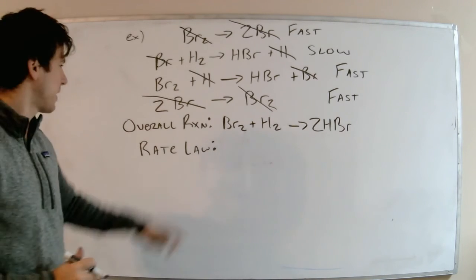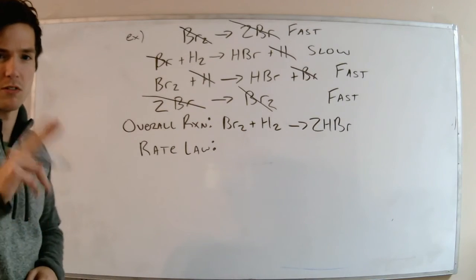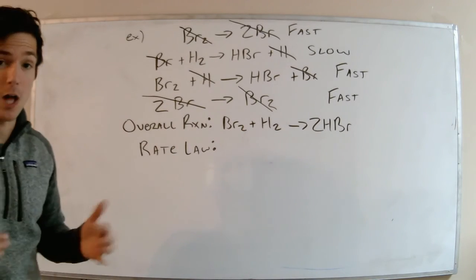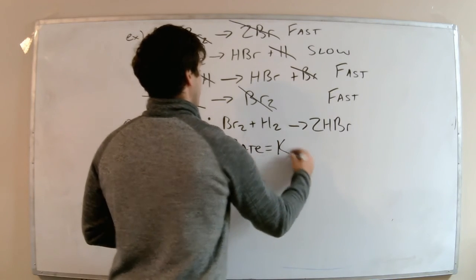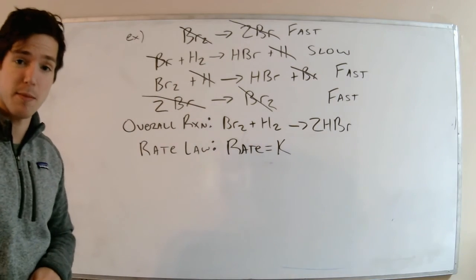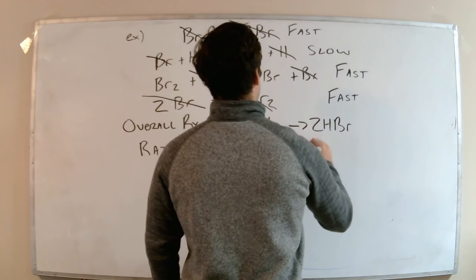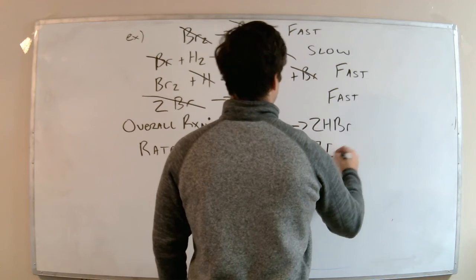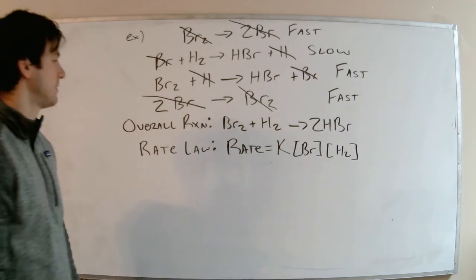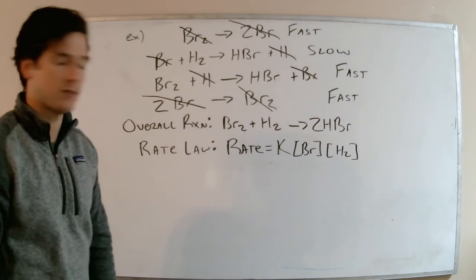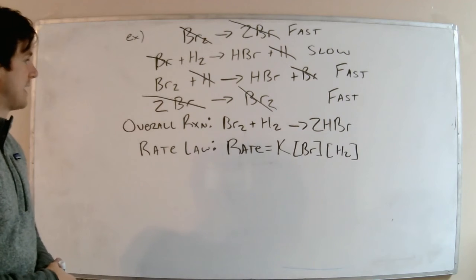It kind of bugs me that I put bromine first. It doesn't matter, but my OCD wants to flip those guys. Anyway, rate law. Let's go ahead and write our rate law based on our rate determining step. Our rate determining step is our slow one. So I'm going to write Br and H2. And then I'm going to say to myself, crap. All right? H2's in there, but Br is not.